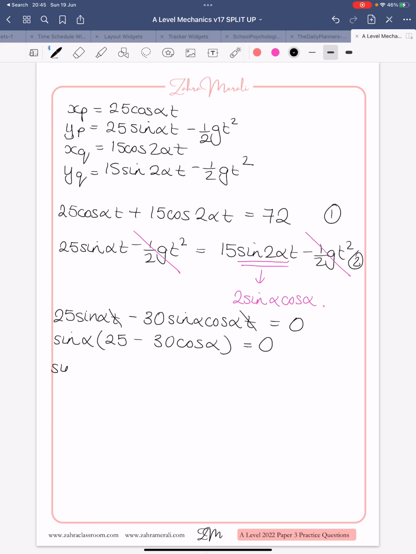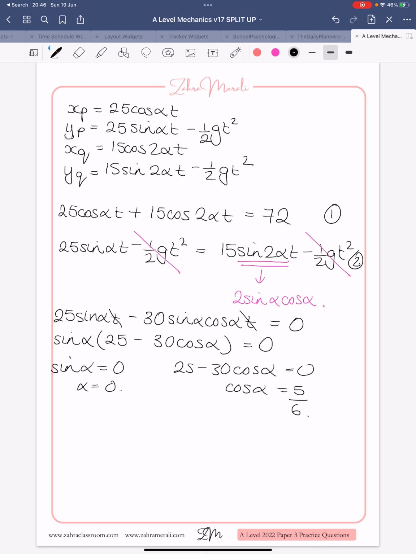So I'm going to have sine alpha equals 0, which is just going to give me alpha equals 0, which I don't need. And I'm going to have 25 minus 30 cos alpha equals 0. So cos alpha equals 5 over 6. Okay. And if I needed to, I could do inverse cos of 5 over 6, but I'm not going to just yet.